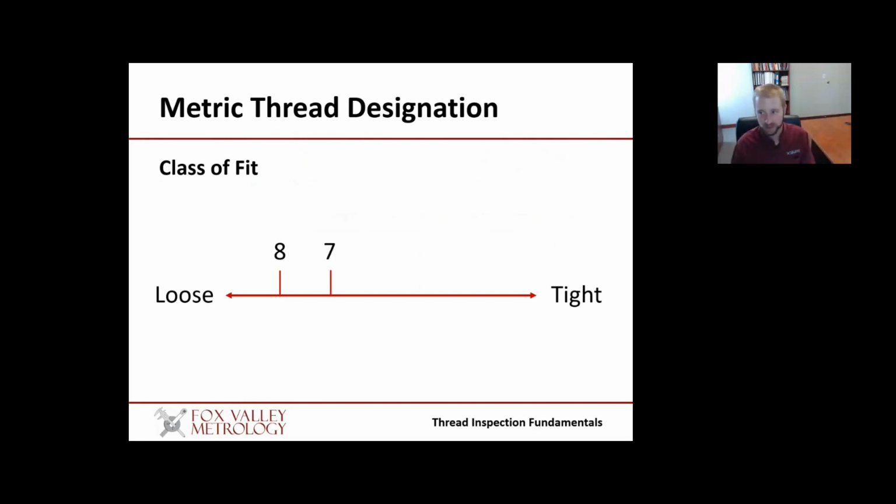7 is for mostly loose applications. 6 is the general use classification. This is by far the most common class of fit. And again, it's really used for just general use. It's available for both internal and external threads. Class 5 is for pretty accurate applications. This is, however, really only available for external thread callouts only. And 4 is, of course, the most accurate applications, and it's available for both internal and external threads alike.